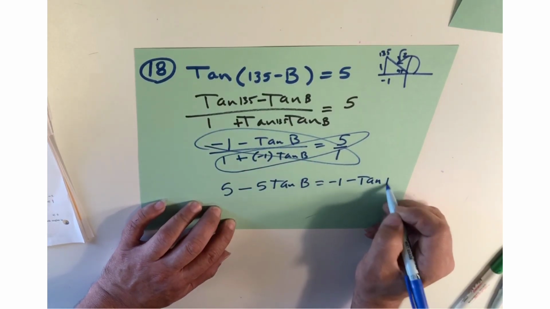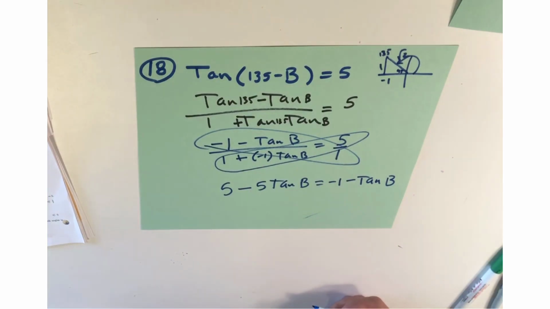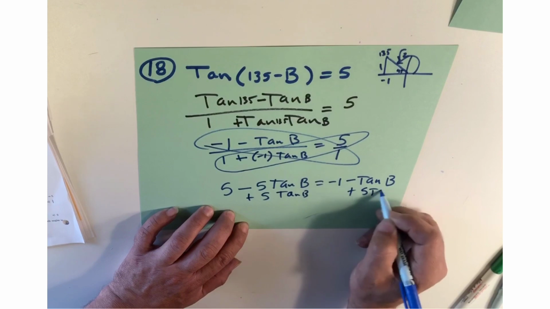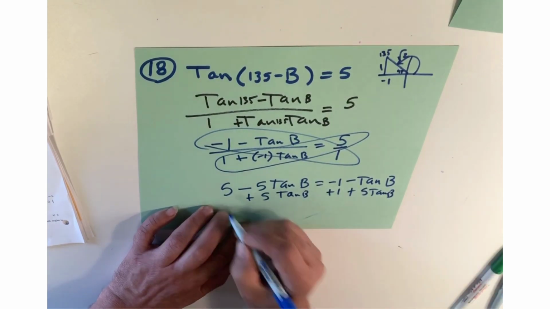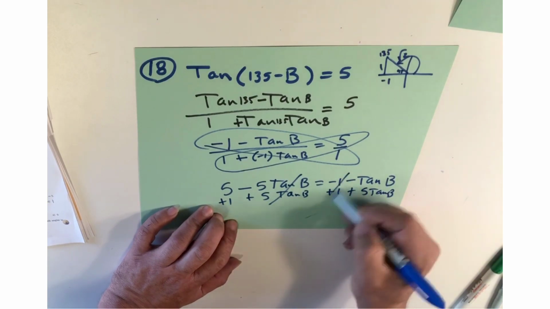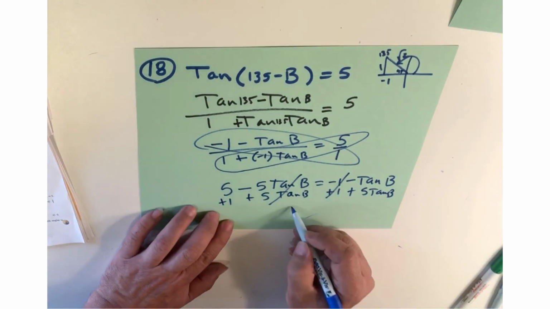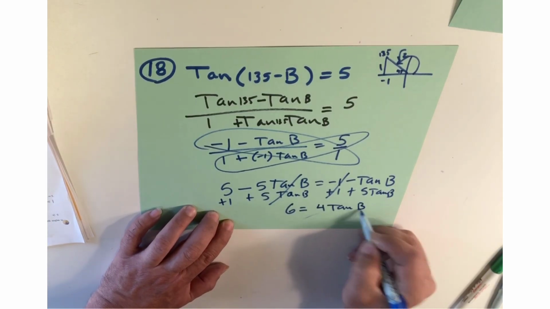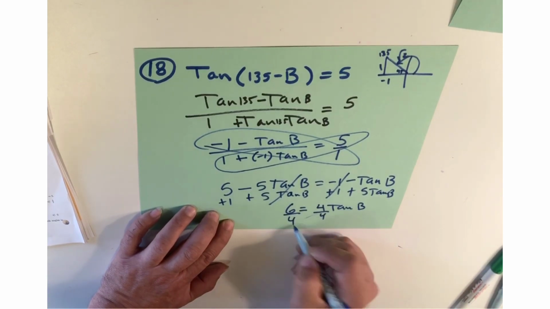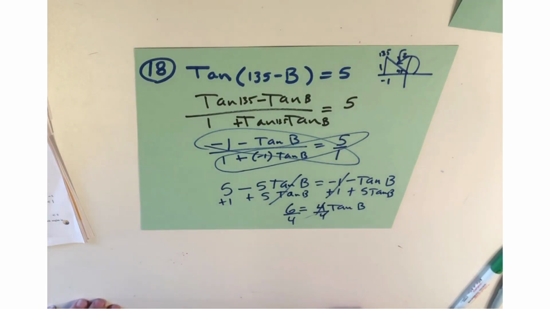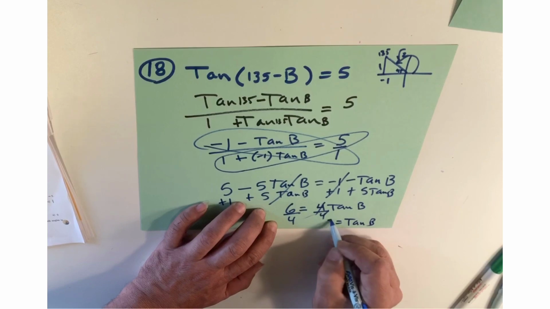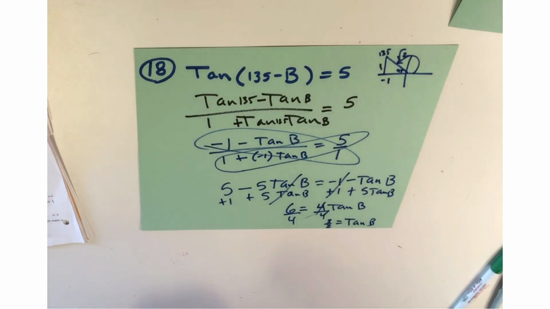negative 1 minus the tangent of b. And all I gotta do is go figure out what the tangent of b is. So let me do it this way. Let me add 5 tangent of b and 5 tangent of b. Let me add 1 and add 1, and then cancel those because they're opposites. On the left, you'll end up with 6, and on the right, 5 take away 1 is 4 tangent of b. And if you divide by 4, what will the tangent of b equal? Yep, the tangent of b will equal 3 over 2, and there's the answer, okay?